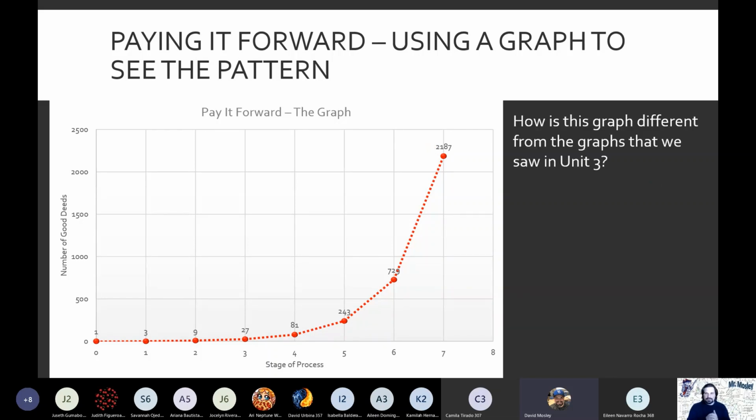So again, relating this back to our linear functions unit, how is this different from the graphs that we saw in Unit 3? What could we say are some of the major differences?